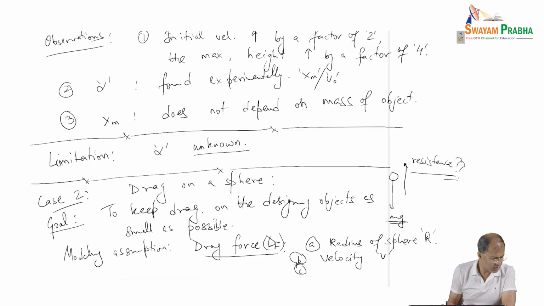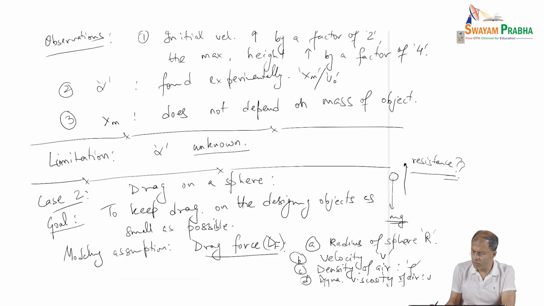And then of course we can assume that it depends on the density of air, since we are talking about a sphere falling through air. Let us call this rho, to find out this air resistance. And finally we also have to worry about the dynamic viscosity of the air, which is mu, right? This is the medium viscosity.